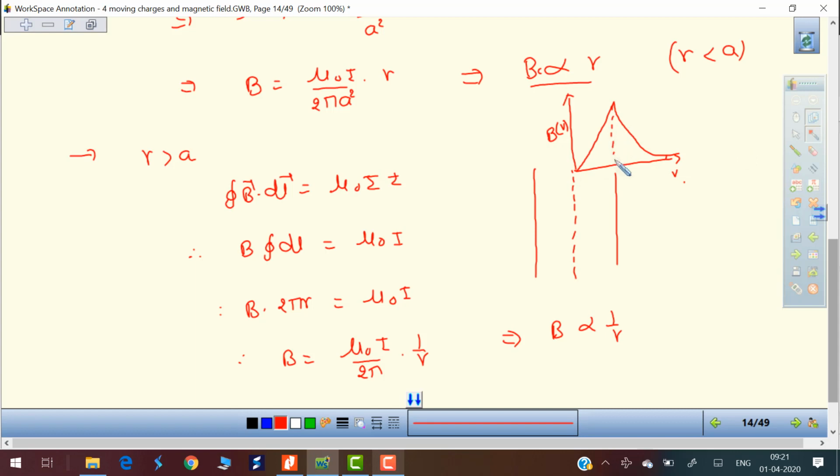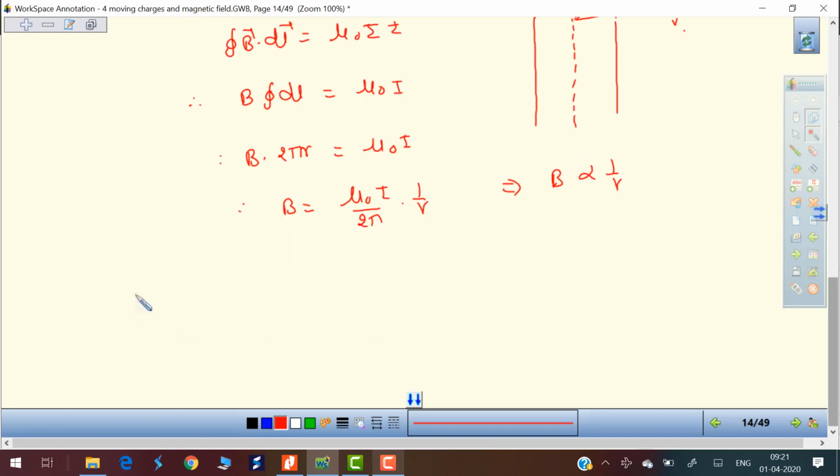Where do you get the magnetic field maximum? At the surface. So B at the surface. I can use the first formula or the second formula. You will get the same answer.